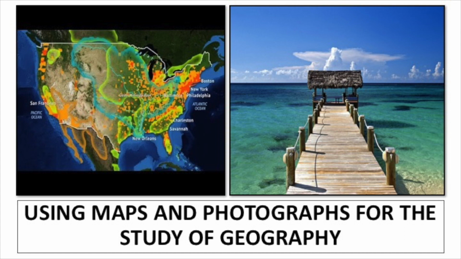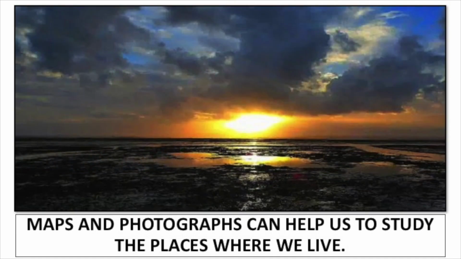And what type of image do we have here? A map or a photograph? Photograph. But we can still see from the photograph, what can you see? Ocean, yeah. So you can see that this place has ocean too. By looking at a map and looking at a photo, we can still tell what each place has. Maps and photographs can help us to study the places where we live. All we need to do is just examine the images, and the images tell us the different things about them.